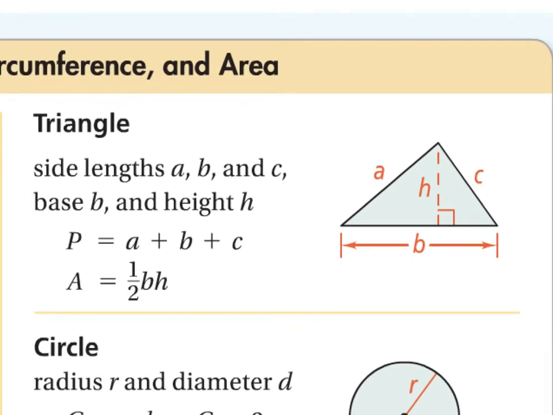Now, triangles, there's no guarantee that any of the sides are going to be congruent. Okay, and so for an equation to find the perimeter of a triangle is just a plus b plus c. We're just adding up those 3 sides. Okay? And then the area of a triangle, like we talked about briefly in the last unit, is 1/2 base times height.